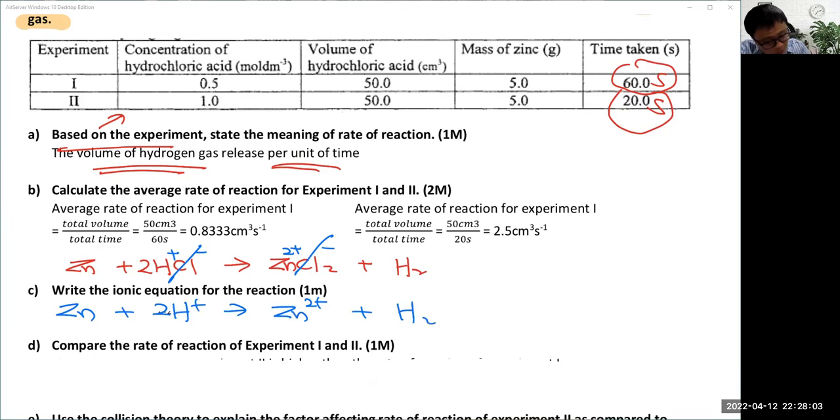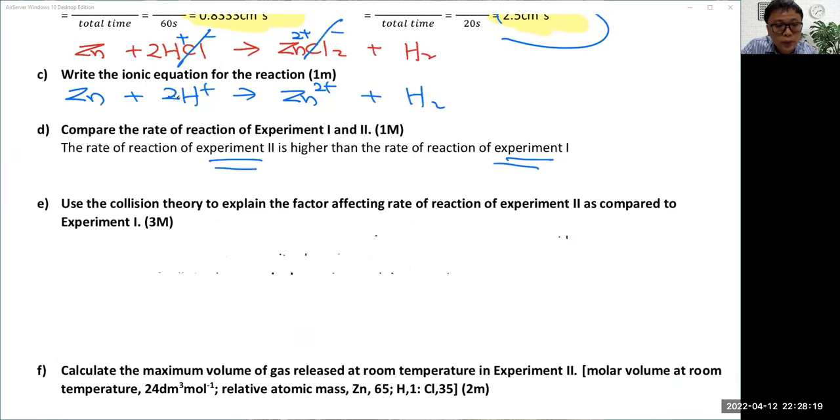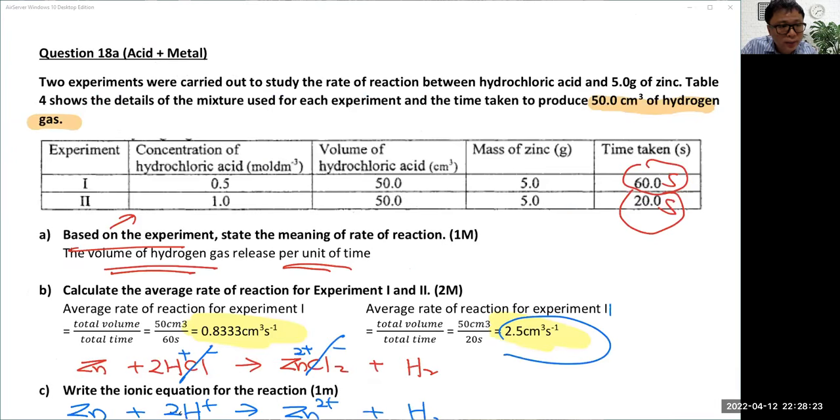Compare the rate of reaction based on these two numbers. Which one actually has the higher rate of reaction will be this one, so experiment 2. Okay, you must write this: the rate of reaction for experiment 2 is higher than the rate of reaction for experiment 1. Then using collision theory, explain what factor. We check here what factor makes it a higher rate of reaction.